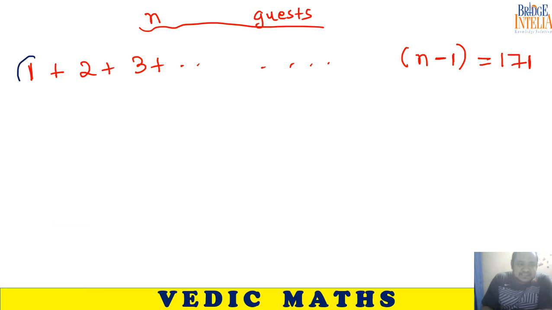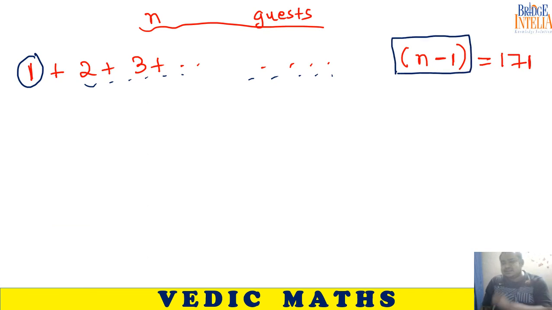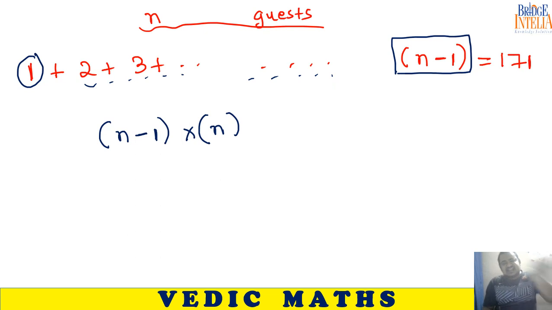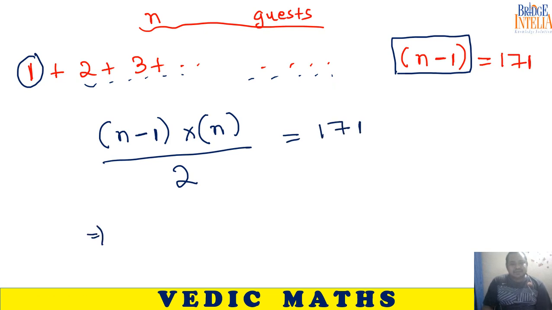Because the series begins with 1, it adds every natural number, and the series stops at n minus 1. So the last number is n minus 1. If you see the formula, first number multiplied with the consecutive number. The number that comes just after n minus 1 is n. So n into n minus 1, whole divided by 2, and this is given as 171. So from here, n into n minus 1 is equal to 2 into 171, which is 342.